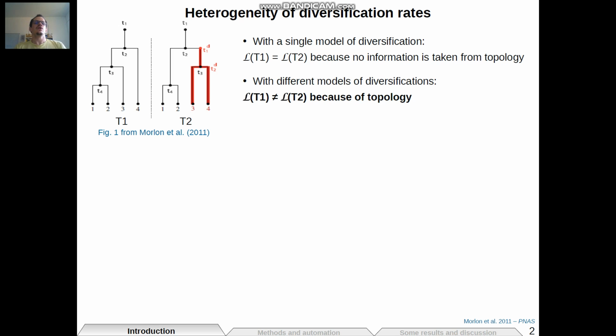So how does it work? When you apply a single model of diversification to two different topologies but with the same branching patterns, meaning the same distribution of node ages, the likelihood will be equivalent, and that's not the case when you apply models of diversification to different parts of the tree. You will take topology into account.